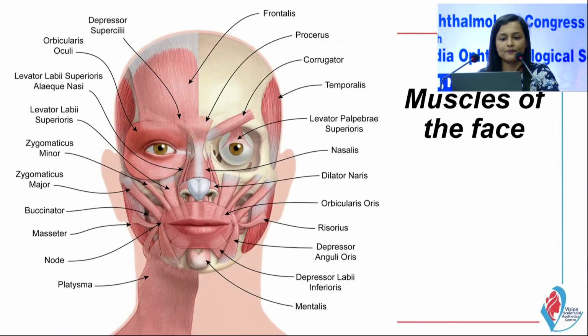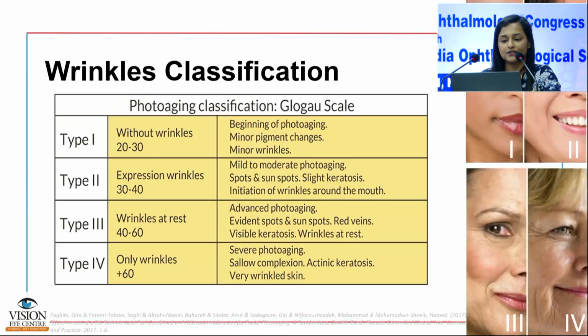And with respect to the muscles of the face, what we most commonly address is of course the procerus and the corrugator for the frown lines or the 11s, the frontalis muscle for the horizontal lines, and of course the orbicularis oculi. Along with this, when you look at the lower face, for example the masseter injections, you need to be careful of the risorius muscle.